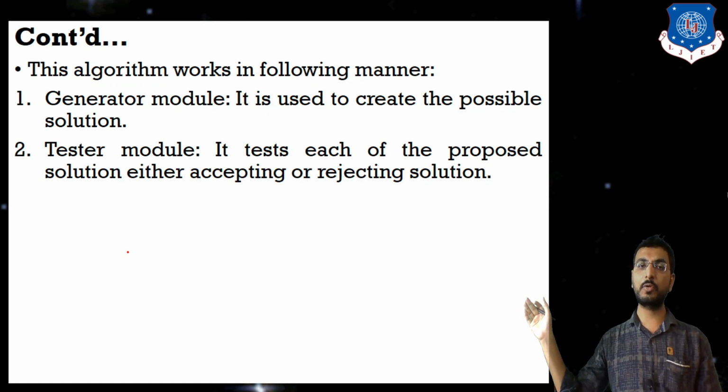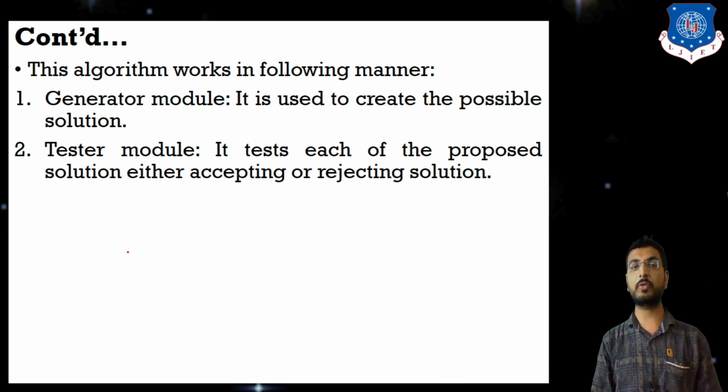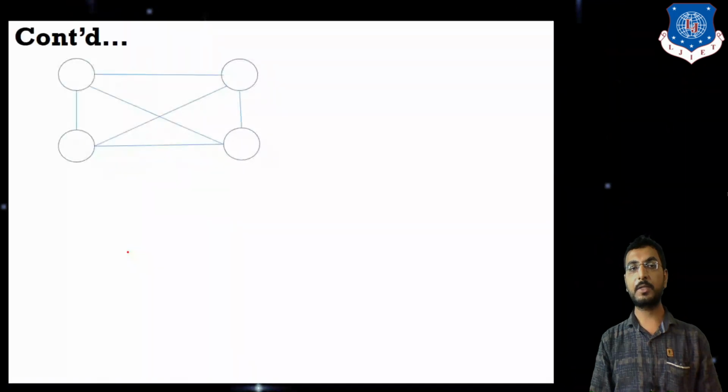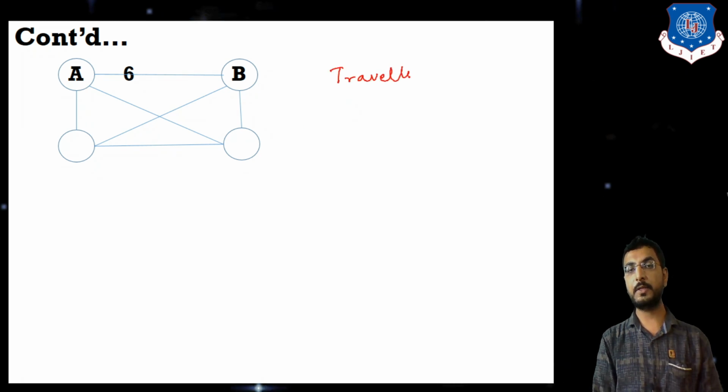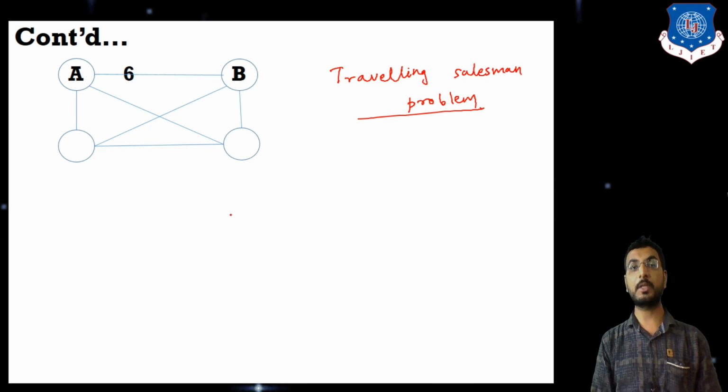And the tester module tests each of the proposed solutions, either accepting or rejecting the solution. Okay, now let's take the example of the traveling salesman problem. In this traveling salesman problem, how will we be able to organize it using the generate and test algorithm? In generate and test, the first thing is to generate the possible solutions.